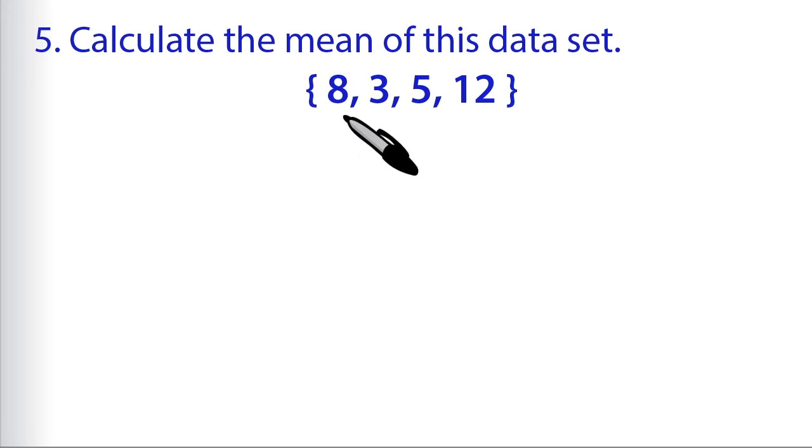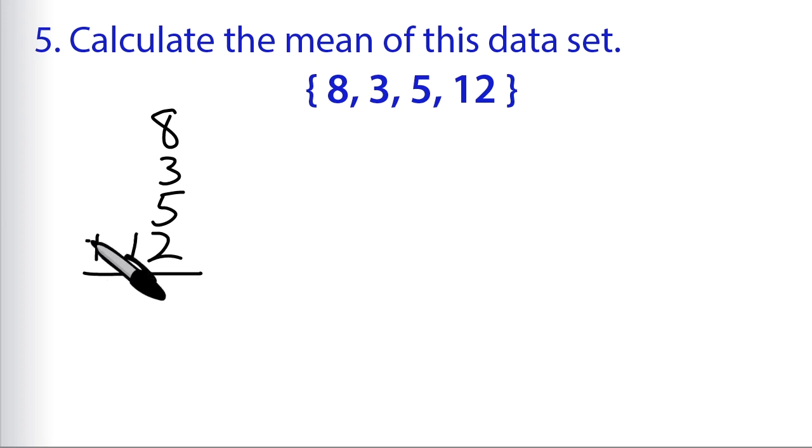For problem 5, we have calculate the mean of this data set. And we're given 8, 3, 5, and 12. Now remember, mean means average. So we need to find the average value of this data set. So we first add up all the members of the data set. So we have 8 plus 3 plus 5 plus 12 right here.